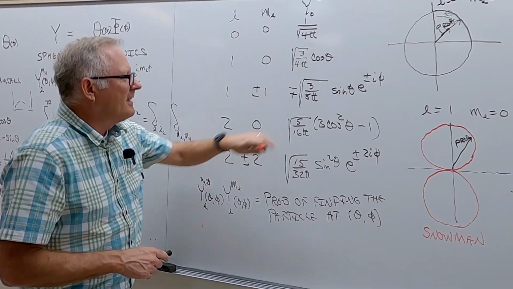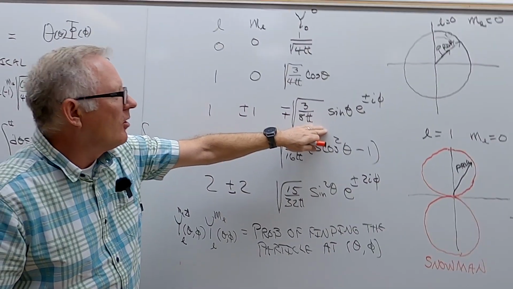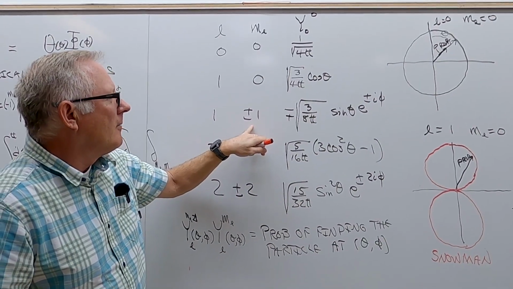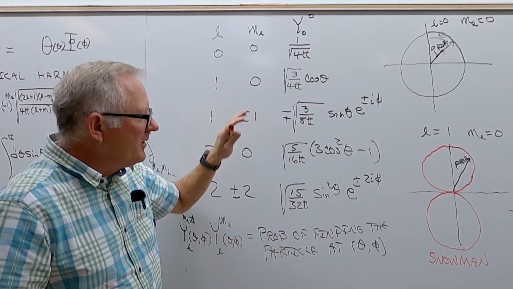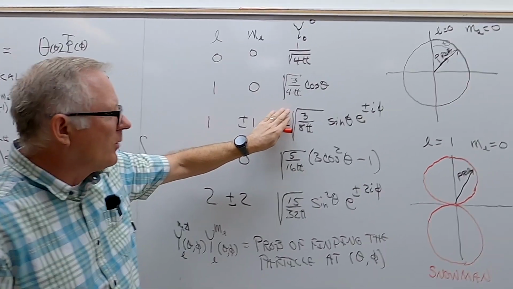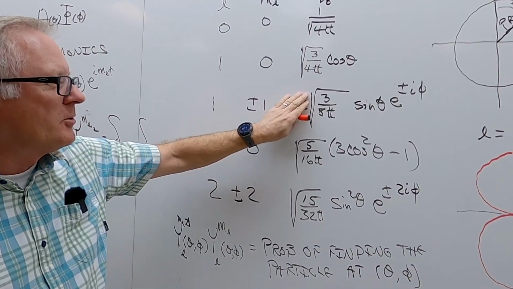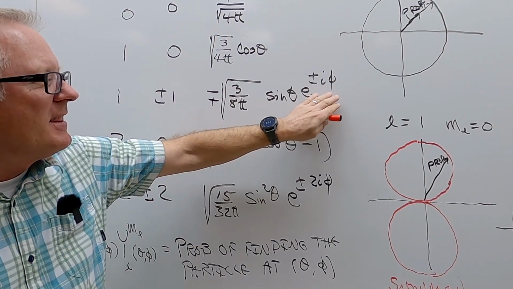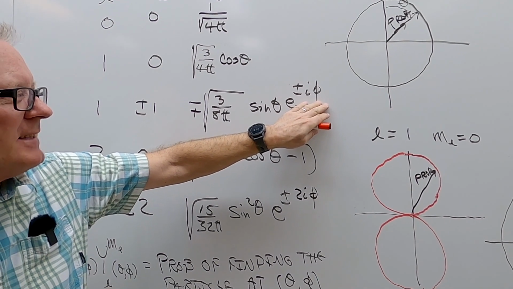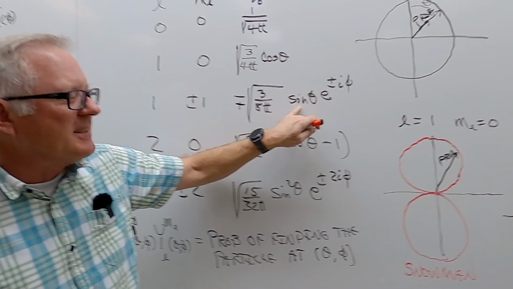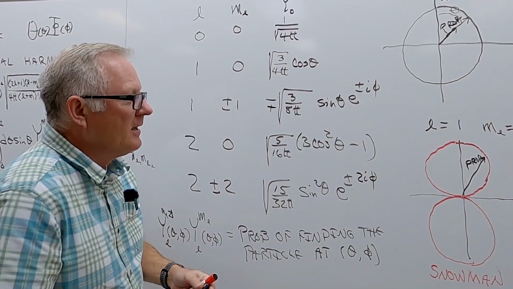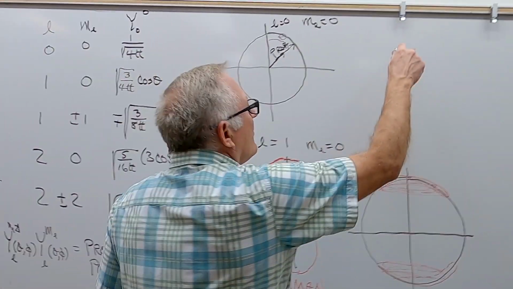Now, if we look at this one right here, the 1 plus or minus 1, well, it's not going to make any difference whether we do plus or minus because we're squaring it, and that term's going to go. And even this goes, because when you multiply that by its complex conjugate, it's gone too. So really, you're just looking at the sine function. And you might say, what does the sine function look like?